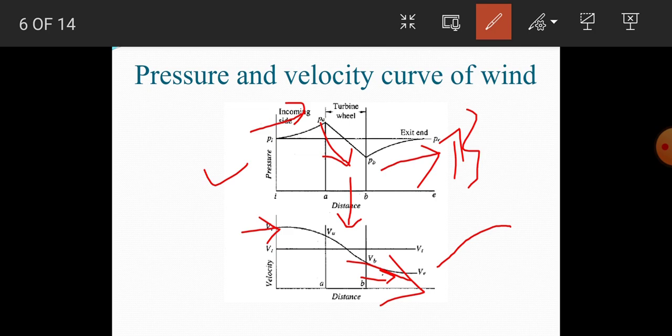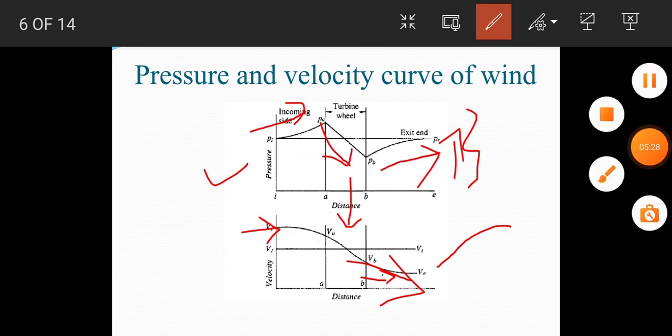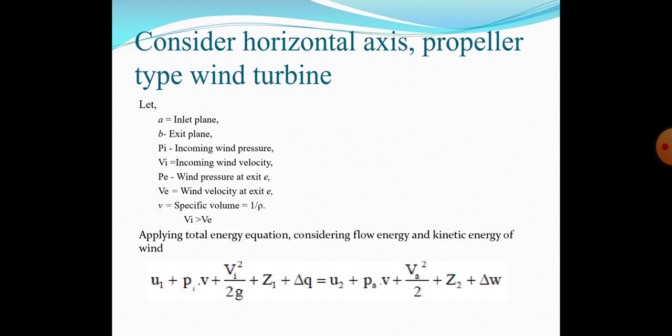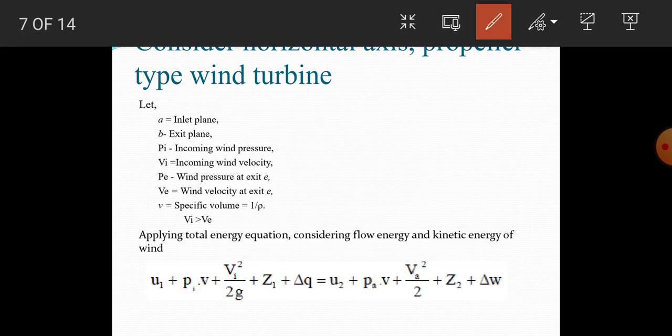Now we will see some mathematical steps and calculations to find how much power can be extracted from the wind. Here we are considering a horizontal axis propeller type wind turbine. This is a general wind turbine.